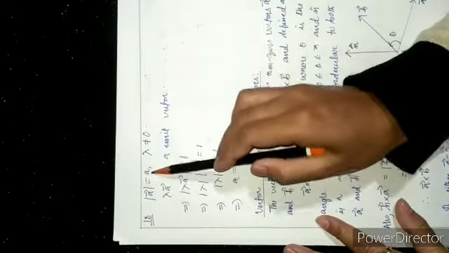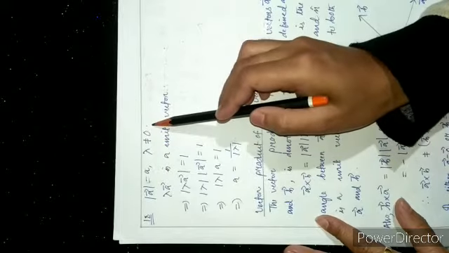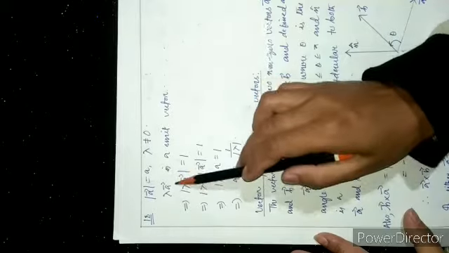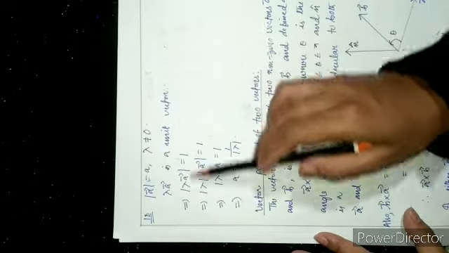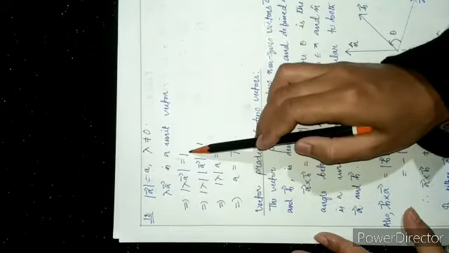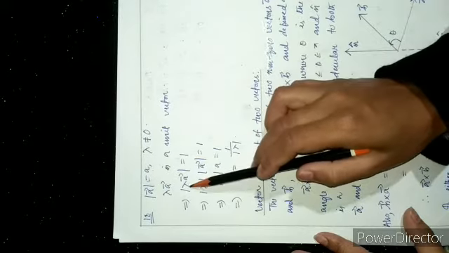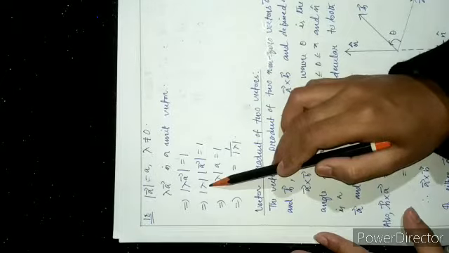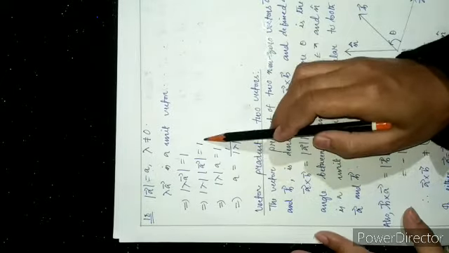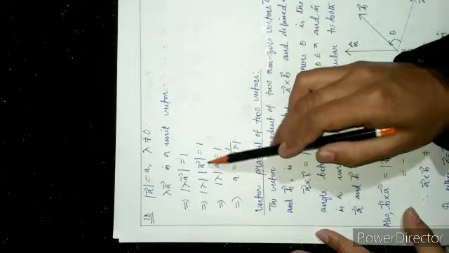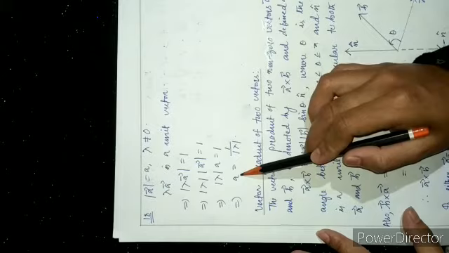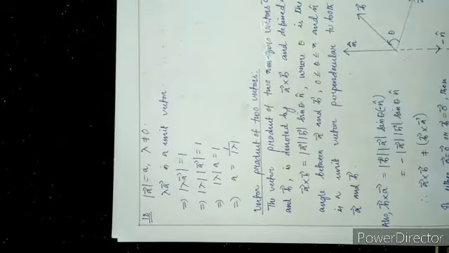A vector is a unit vector, and lambda is not equal to 0, where lambda is any scalar. That is, the magnitude of lambda times A vector will be equal to 1. So the magnitude of lambda and the magnitude of A is equal to 1. Modulus of lambda times the magnitude of A is equal to 1. Here the magnitude of A is equal to 1 divided by modulus of lambda.